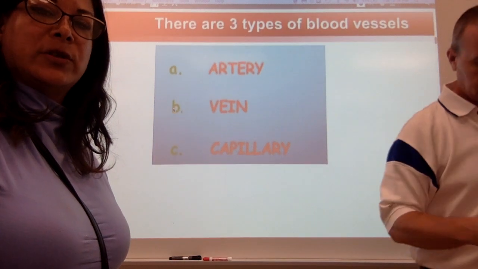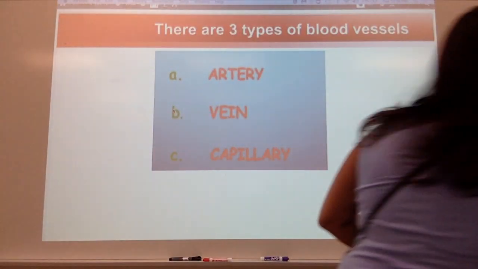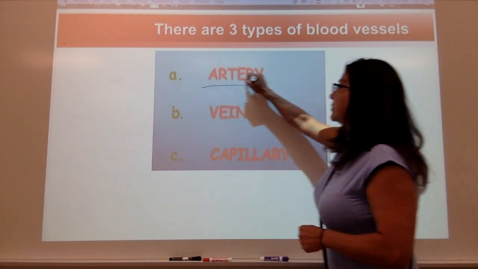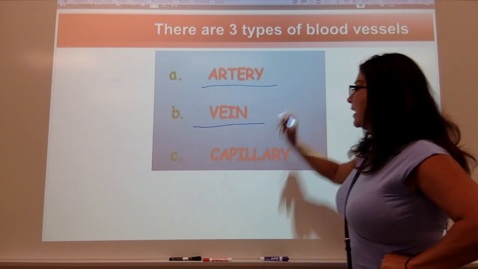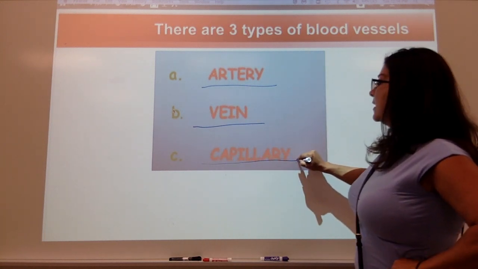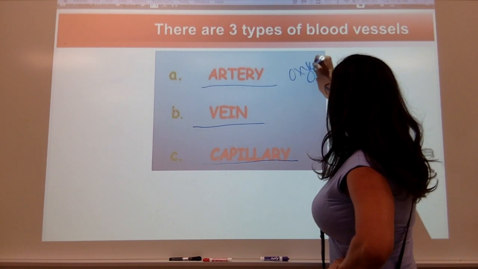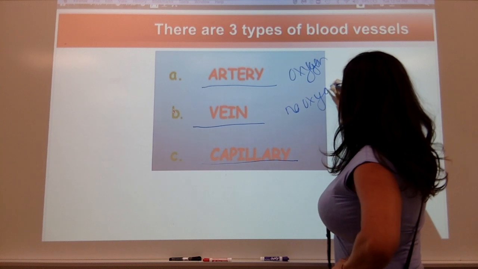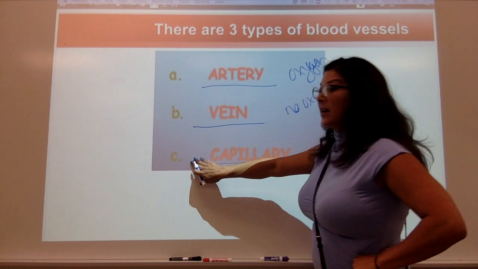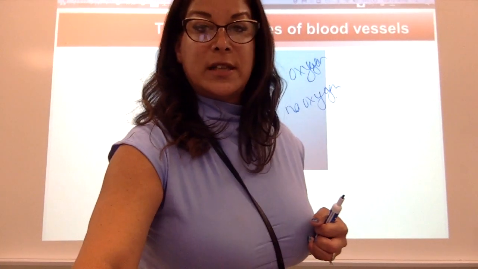Next thing we're going to get to is the 3 different types of blood vessels. The first is an artery, and I'll go into that in more detail if you could just jot this down. The second is a vein, and the third is a capillary. Again, an artery is going to be oxygenated, a vein not oxygenated, and this guy is just a connection between these two, which again we'll talk about in more detail.